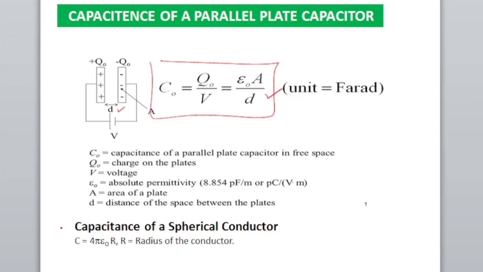right? And one more formula, capacitance of a spherical conductor. You must remember this one also, C equal to 4 pi epsilon naught R. This is the capacitance of a spherical conductor, where R is the radius of the conductor, and Earth is also a sphere. So the capacitance of Earth you can easily calculate. The formula you have to use is C equal to 4 pi epsilon naught R, where R is the radius of Earth. With the help of this radius, you can easily calculate the capacitance of Earth also.